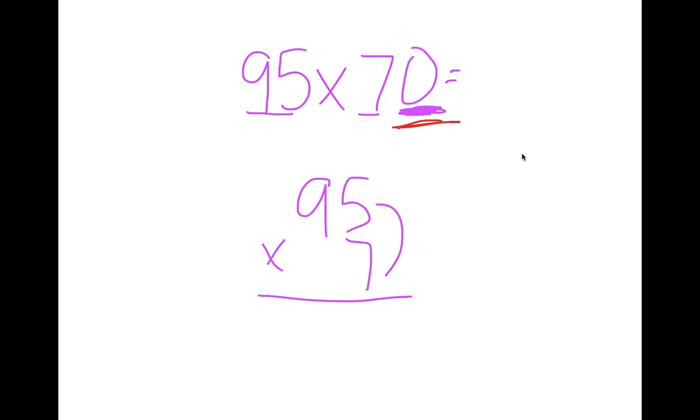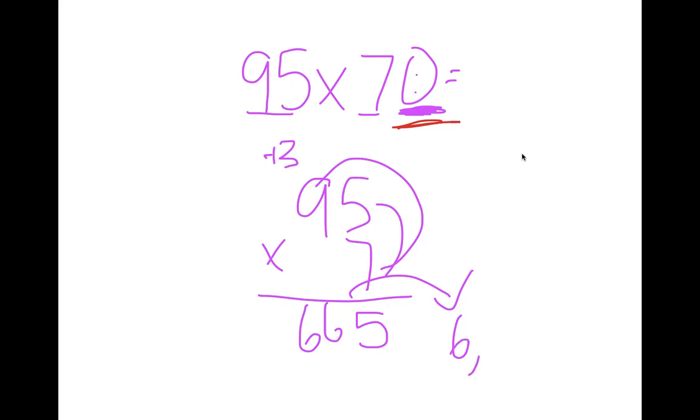5 times 7 is 35. Drop the 5, carry the 3. Remember, you're dropping the 1s. 7 times 9 is 63, plus 3 is 66. Put back that 0 from earlier, right? So it's 6,650. I'm also going to do this with box method.